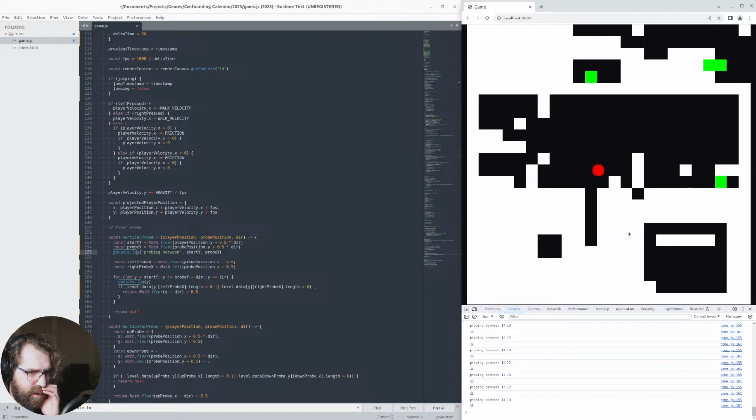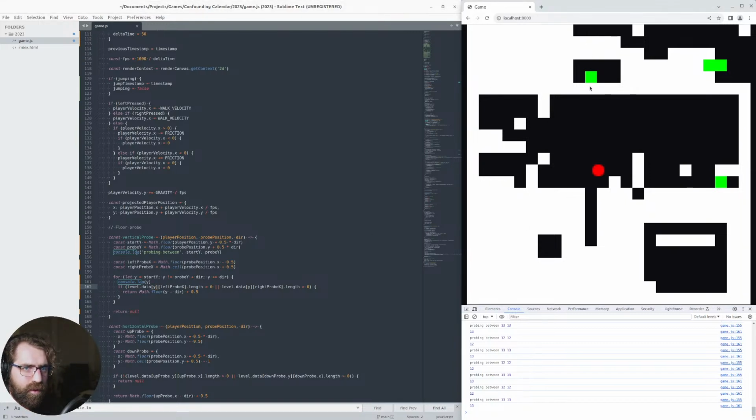Probe position X. I mean, I could check what these are probing. And then, oh, so we're also probing, okay, so yeah, probing between 13, 13, and 13. Makes sense. So that's going to be 13. That's fine.